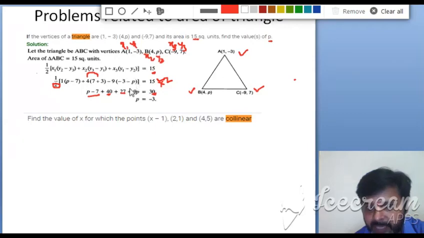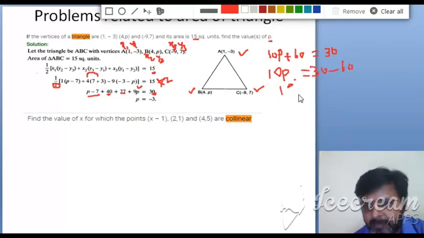Minus 9 into minus p is plus 9p. The simplification part I am going to do here. If you clearly observe, there are 10 p's on the left hand side. I am writing 10p, and 40 minus 7 plus 27, which is nothing but plus 60. So 10p is equal to 30 minus 60, which is nothing but minus 30.